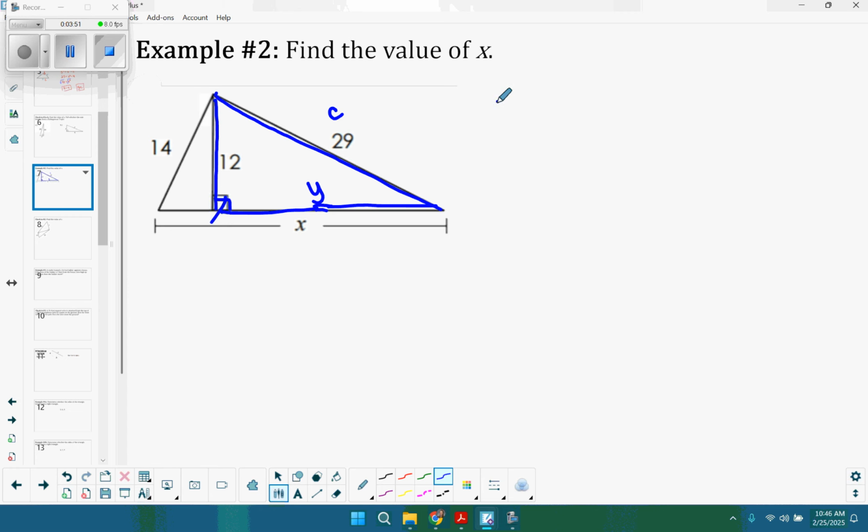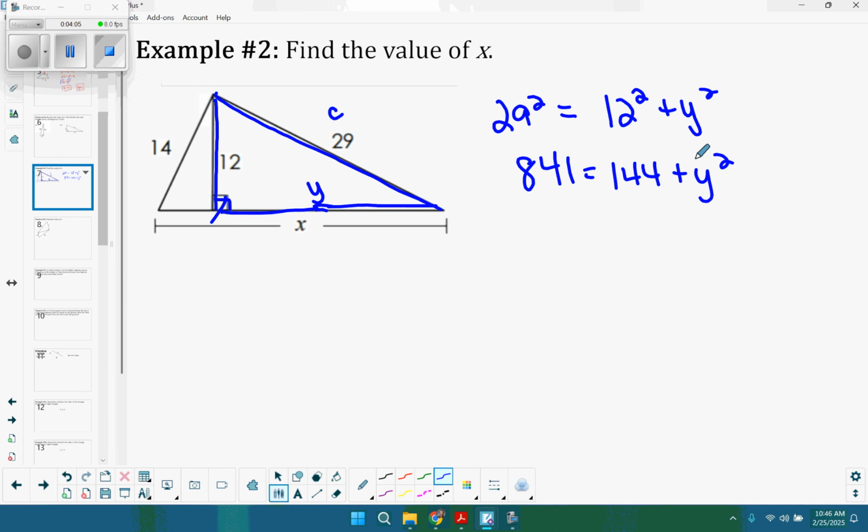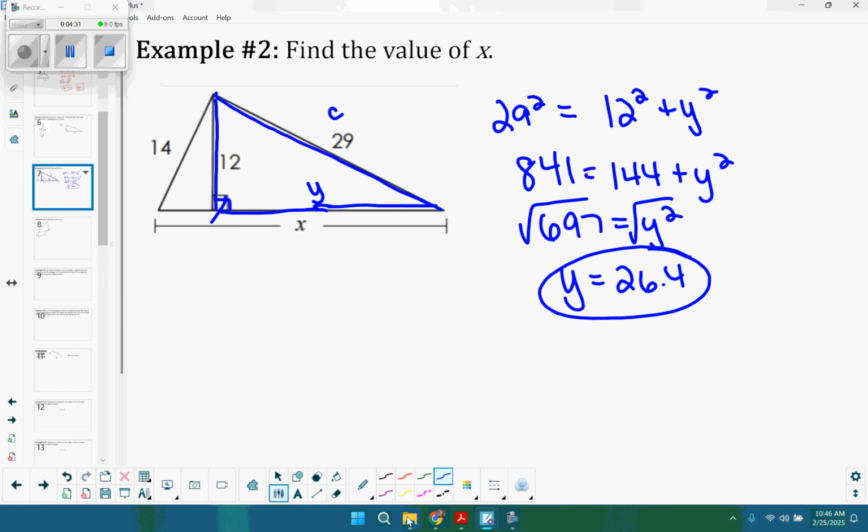So we know that side C, the side that goes by itself, is 29. 29 squared equals 12 squared plus Y squared. 29 squared is 841 equals 12 squared is 144 plus Y squared. When I take the 144 away from 841, we get 697 equals Y squared. If I wanted to use this number in a new problem, I would have left it as the square root of 697, but because I'm going to end up adding it to something else, I want the decimal, so I'm going to get 26.4 for Y.